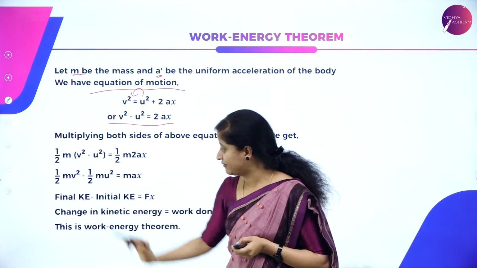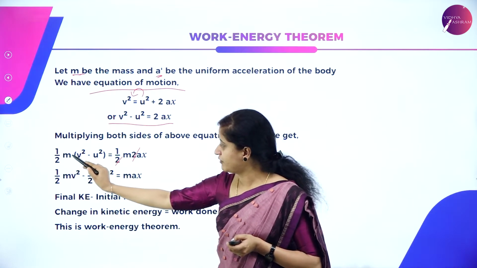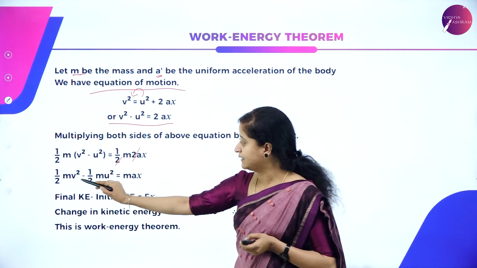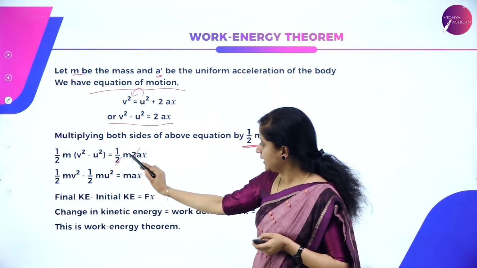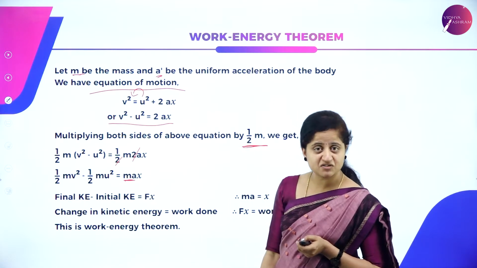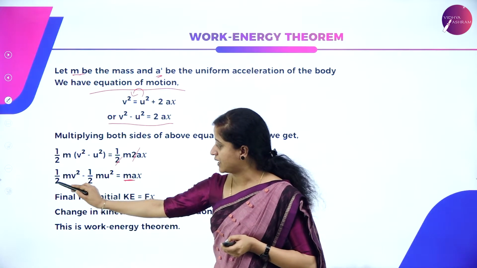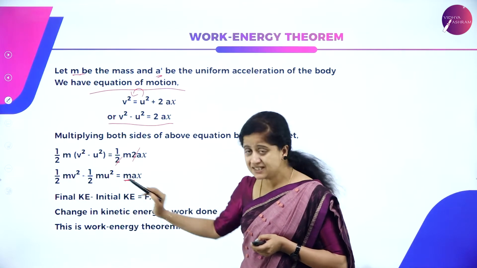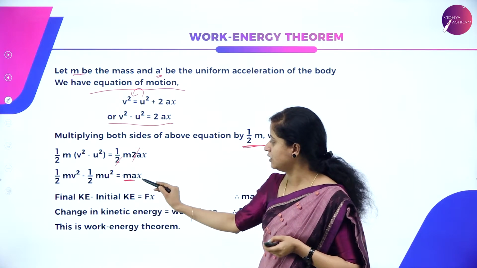Now what is the further simplification? We can cancel 2 and 2 here, and half m is multiplied with v square and half m is multiplied with u square, which gives half m v square minus half m u square, equal to m into a into x. But what is this m into a? That is mass into acceleration, which is nothing but force. So half m v square is the final kinetic energy, minus half m u square, the initial kinetic energy, which equals force into displacement.